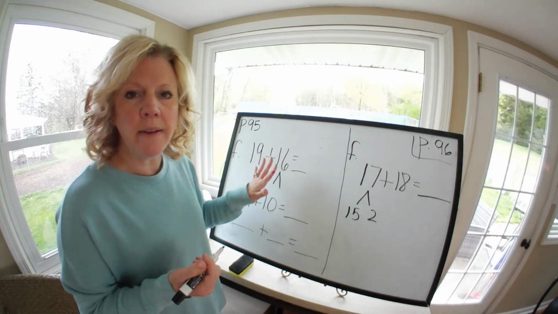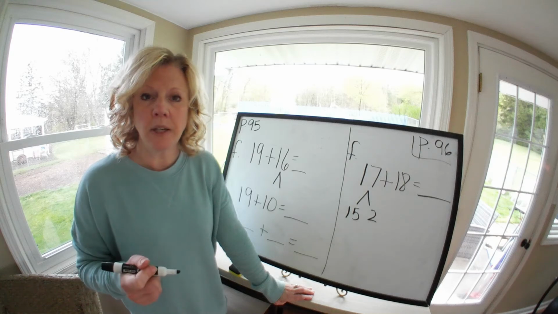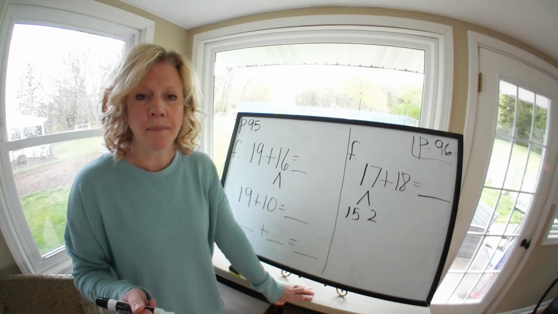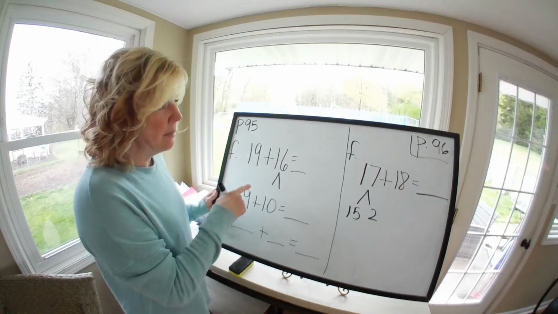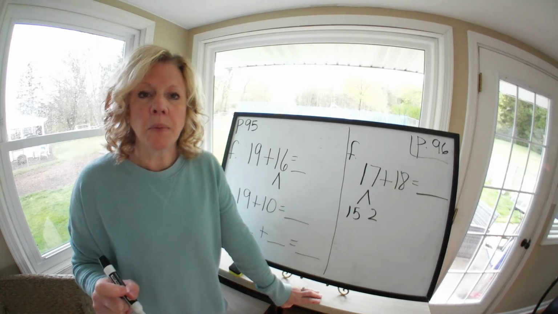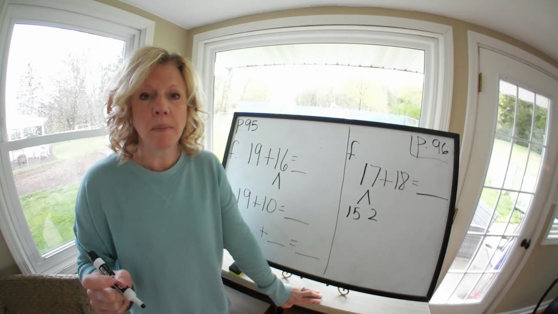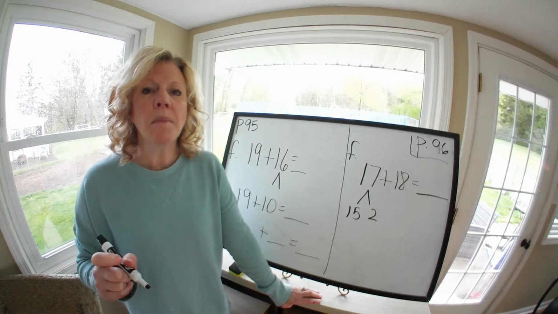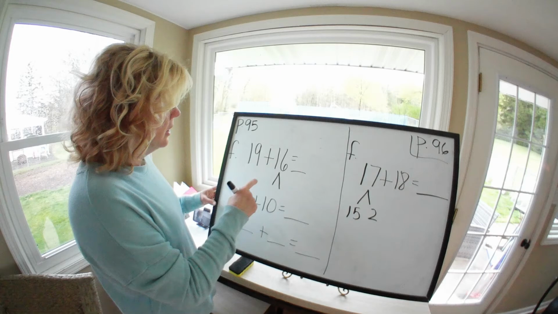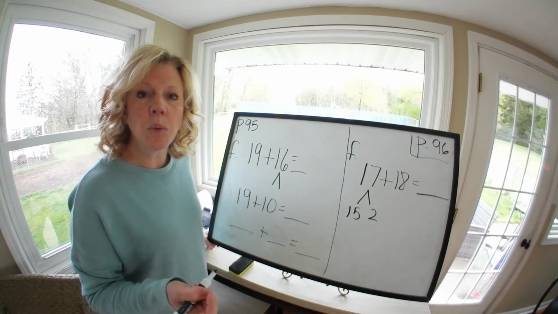So this is 95. What I'm going to do with you is problem F for both pages. So on 95, letter F, page 96, letter F. So this way here on page 95, what they're looking for you to do is break the number down into 10s and 1s. Okay? Remember that, 10s and 1s. If you don't remember, read the directions. Okay? So what we're going to do is we're going to break this smaller number down into 10s and 1s.